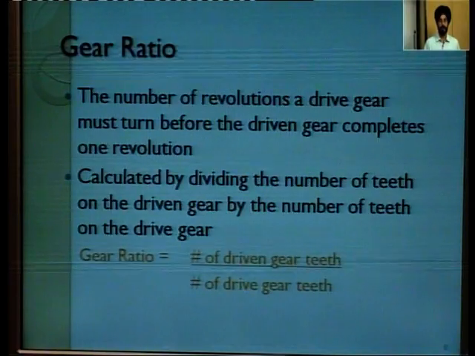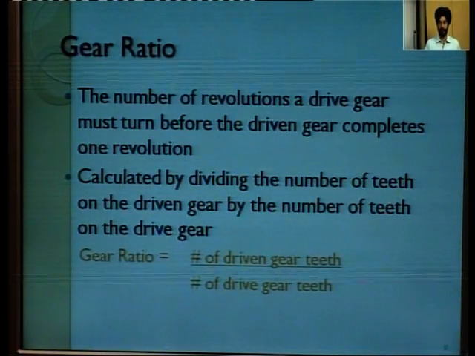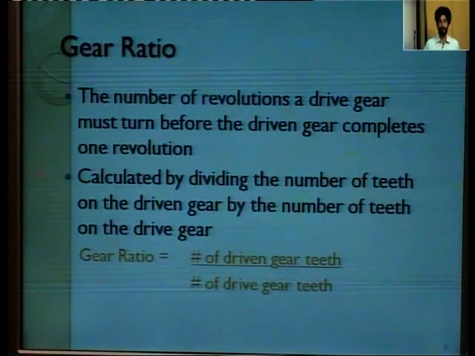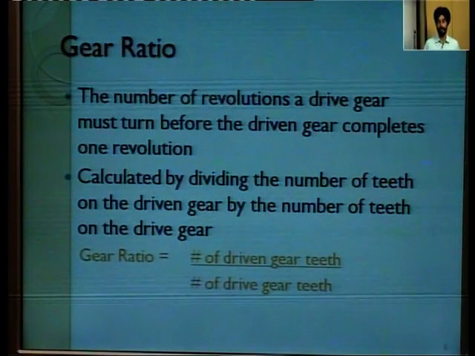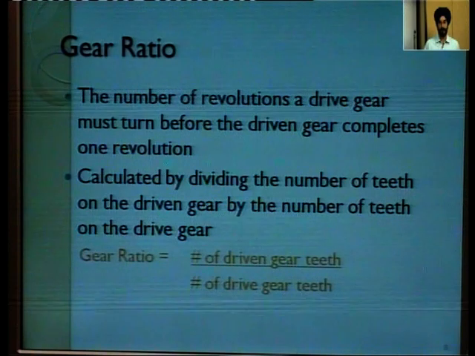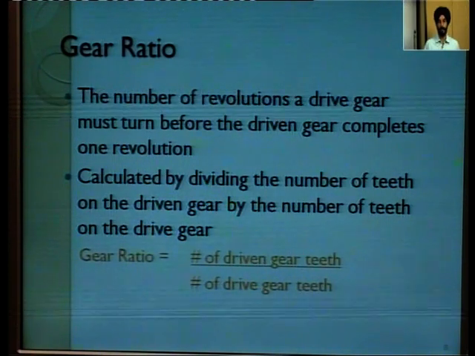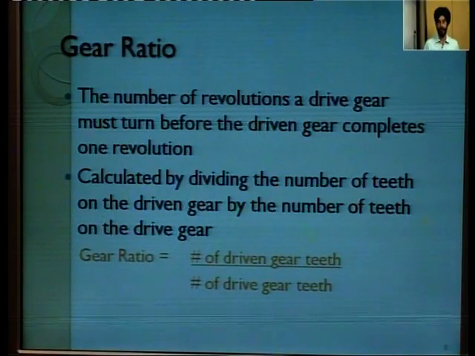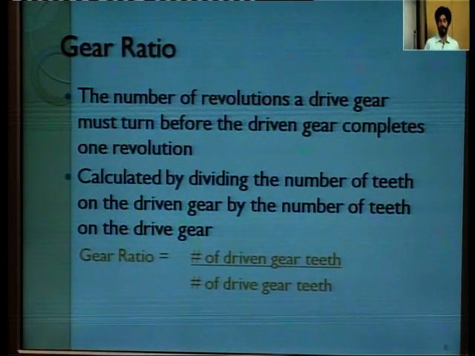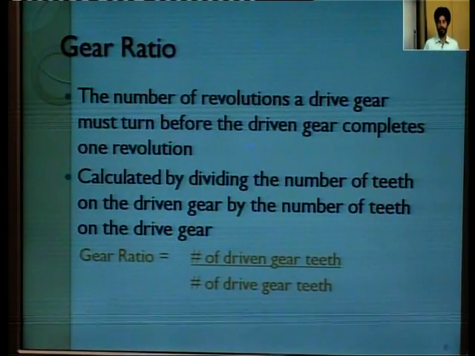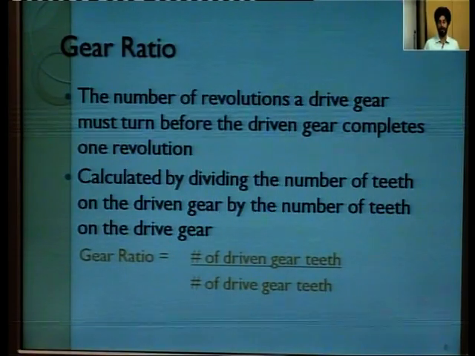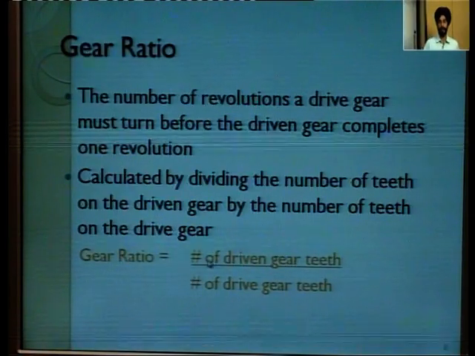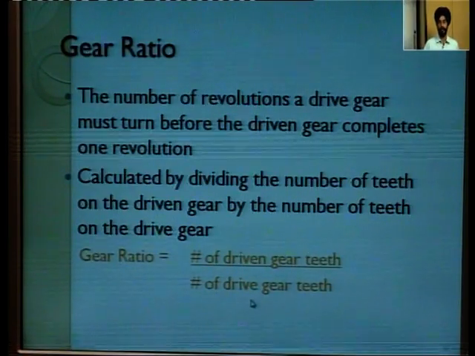Next, the term is the gear ratio, which is commonly used for designing gearboxes. Now, what is a gear ratio? It is the number of revolutions the drive gear must turn before the driven gear completes one revolution. We can say this is the definition, or mathematically it is calculated by dividing the number of teeth on the driven gear by the number of teeth on the drive gear. So, it is the ratio of number of teeth of driven gear and number of teeth of drive gear.